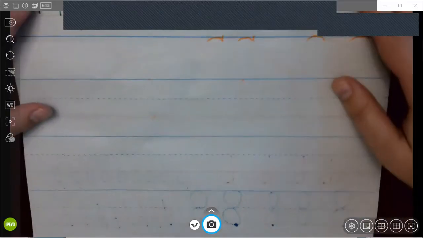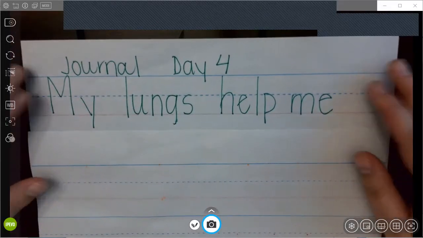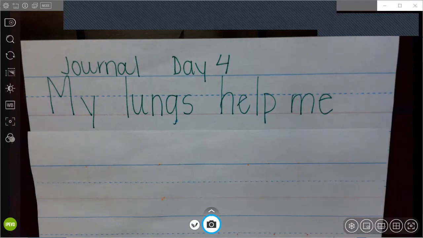Next is our journal. So get our journals out, head to toes. We're on day 4. I'll give you my sentence starter. Day 4 of our journals. And so our journal says write about a body part. So I'm going to choose our lungs. Because that's what we were learning today, is our lungs.